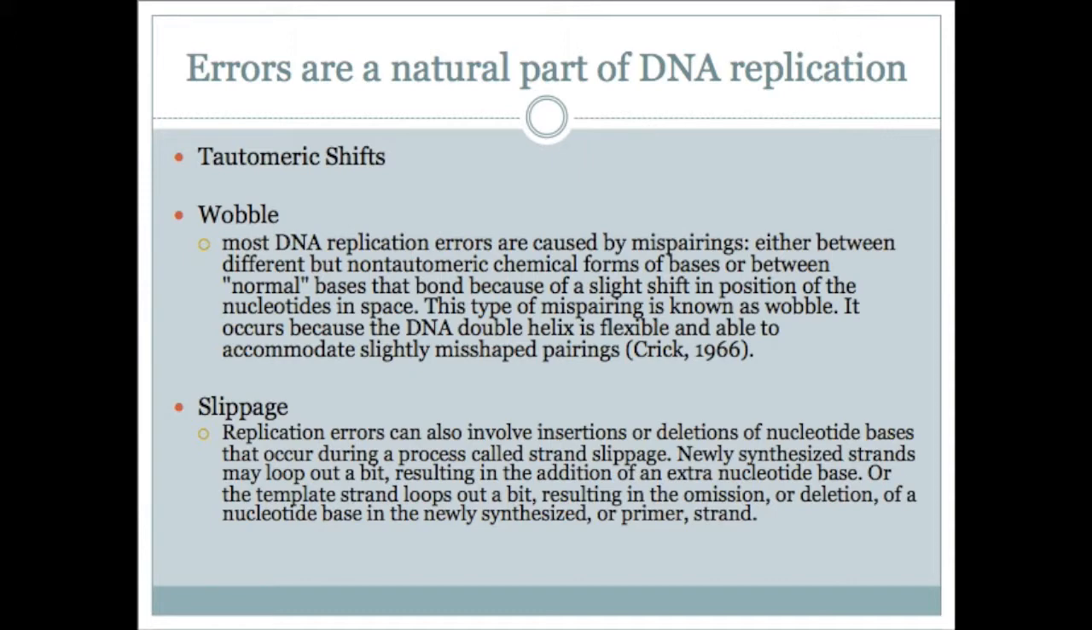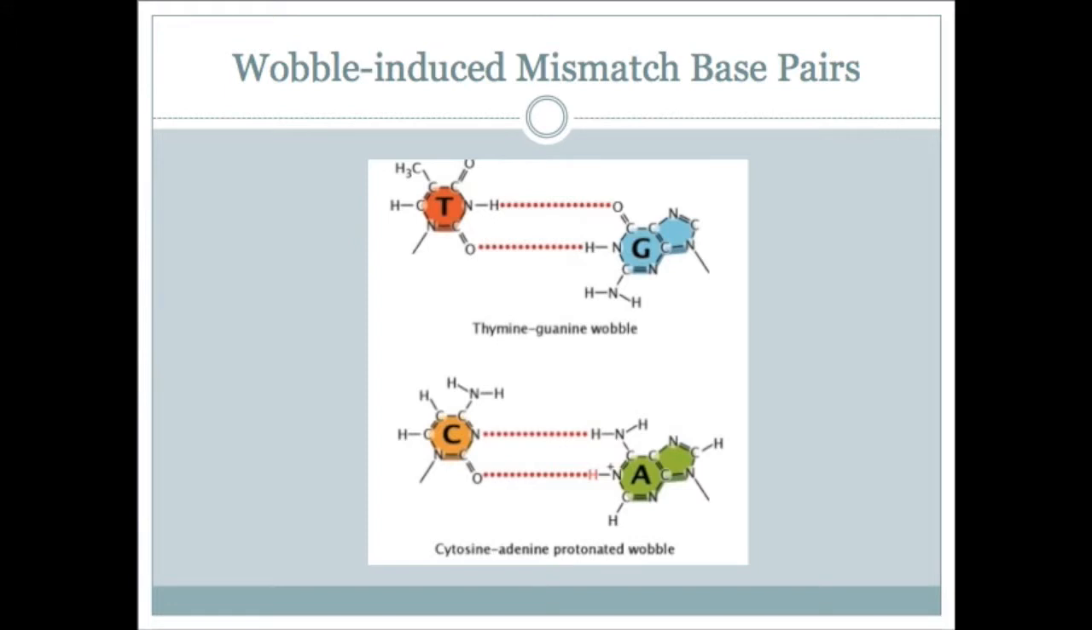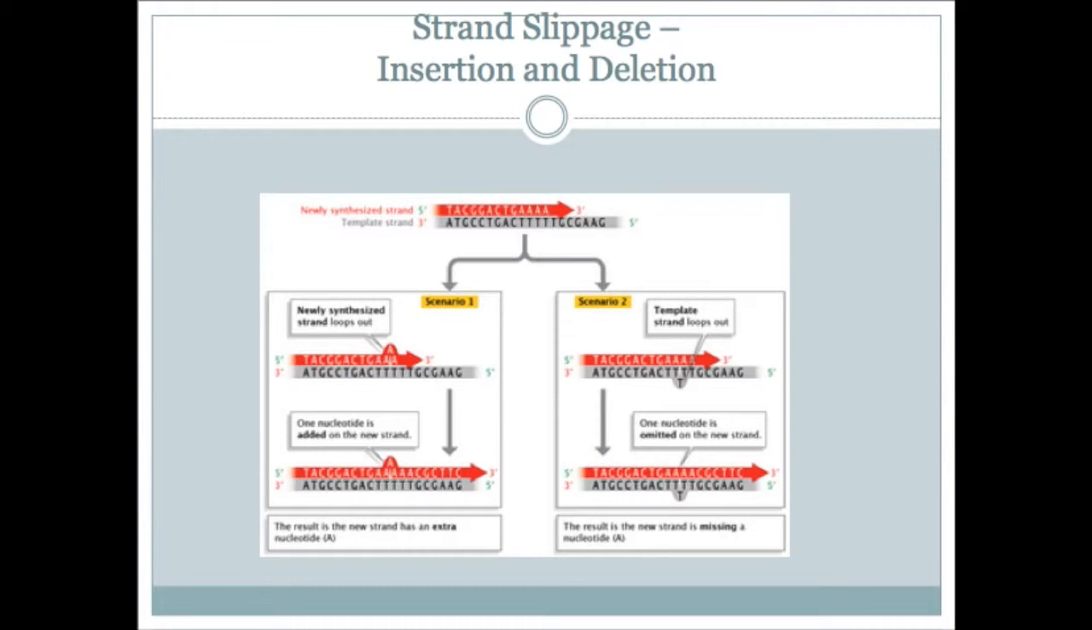Slippage. Replication errors can also involve insertions or deletions of nucleotide bases that occur during a process called strand slippage. Newly synthesized strands may loop out a bit, resulting in the addition of an extra nucleotide base, or the template strand loops out a bit, resulting in the omission or deletion of a nucleotide base in the newly synthesized or primer strand. Wobble-induced mismatched base pairs. Strand slippage, insertion, and deletion. The scenario on the left shows addition, and the scenario on the right shows deletion.